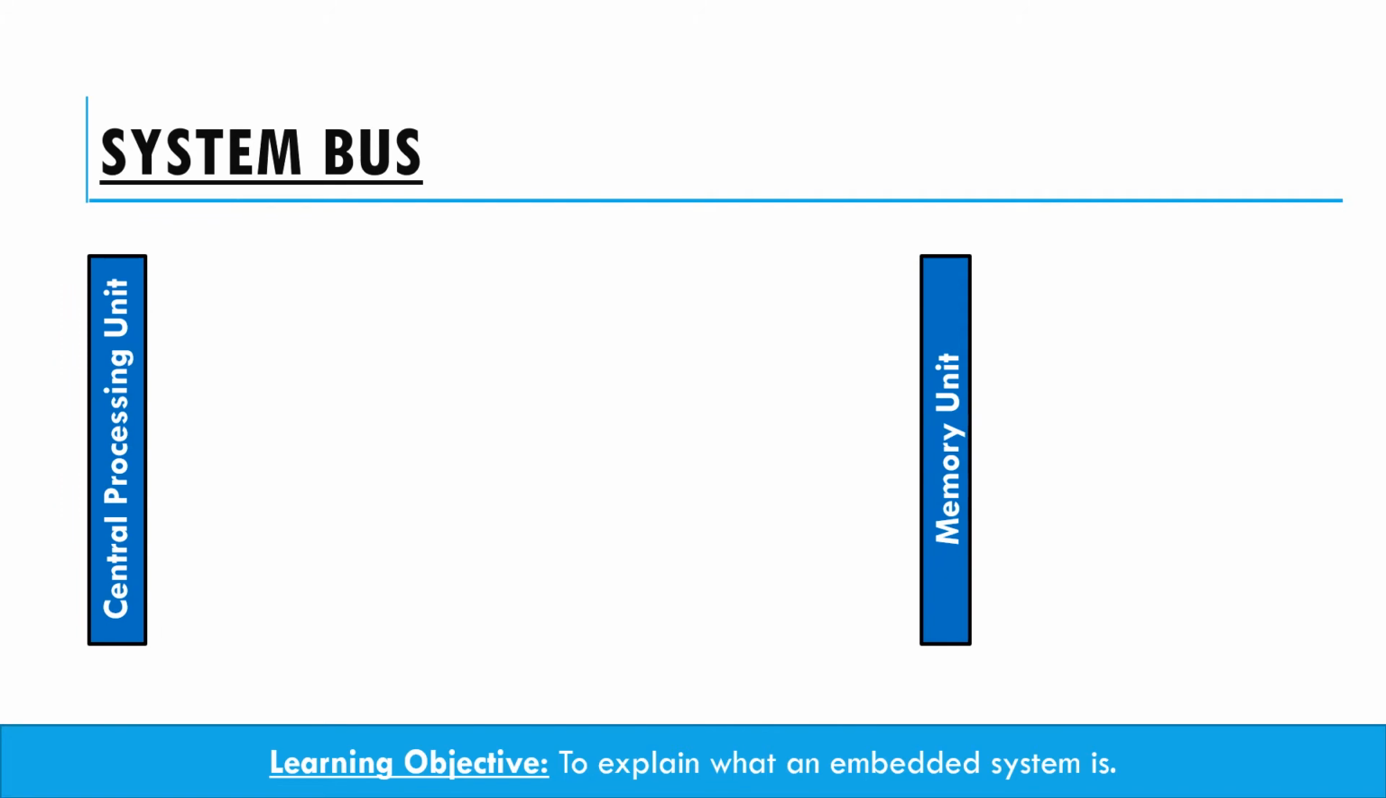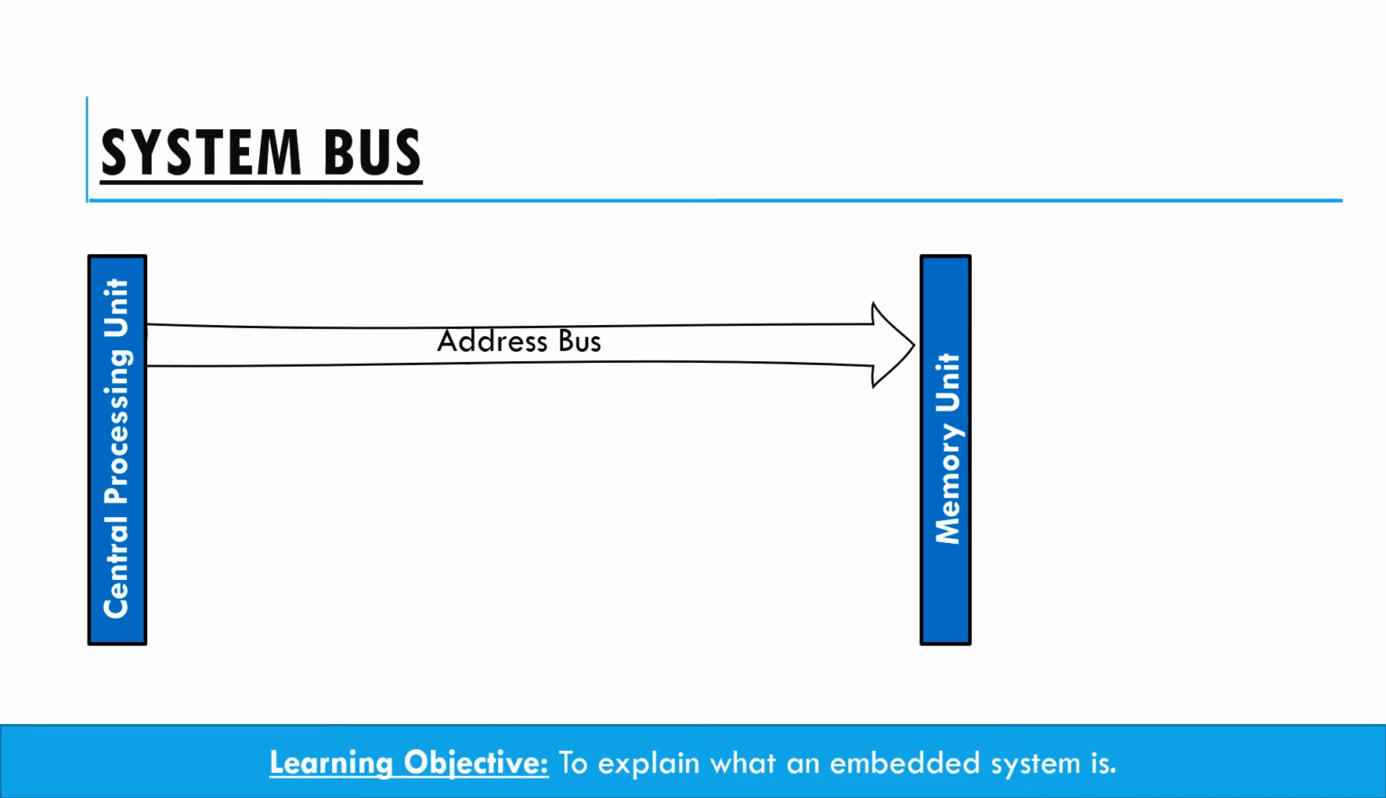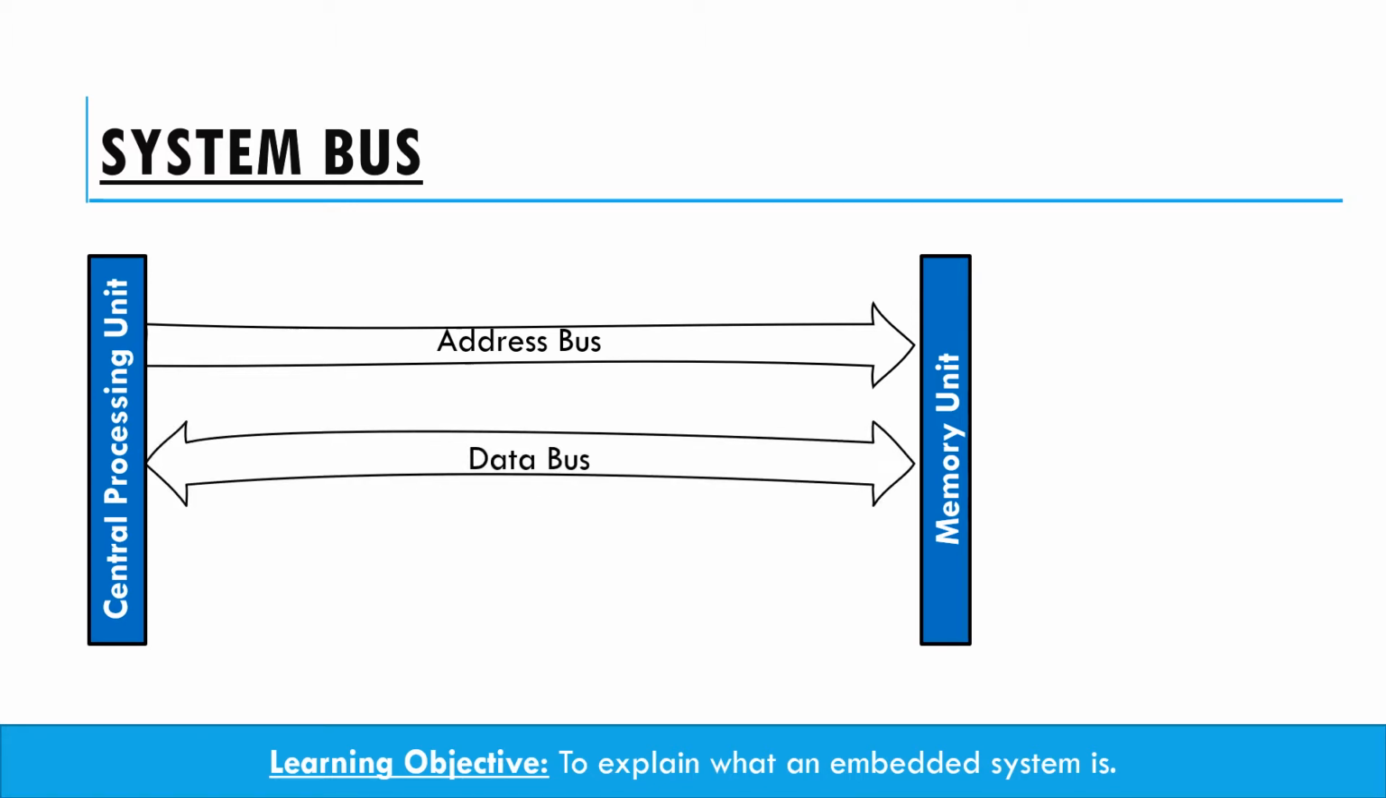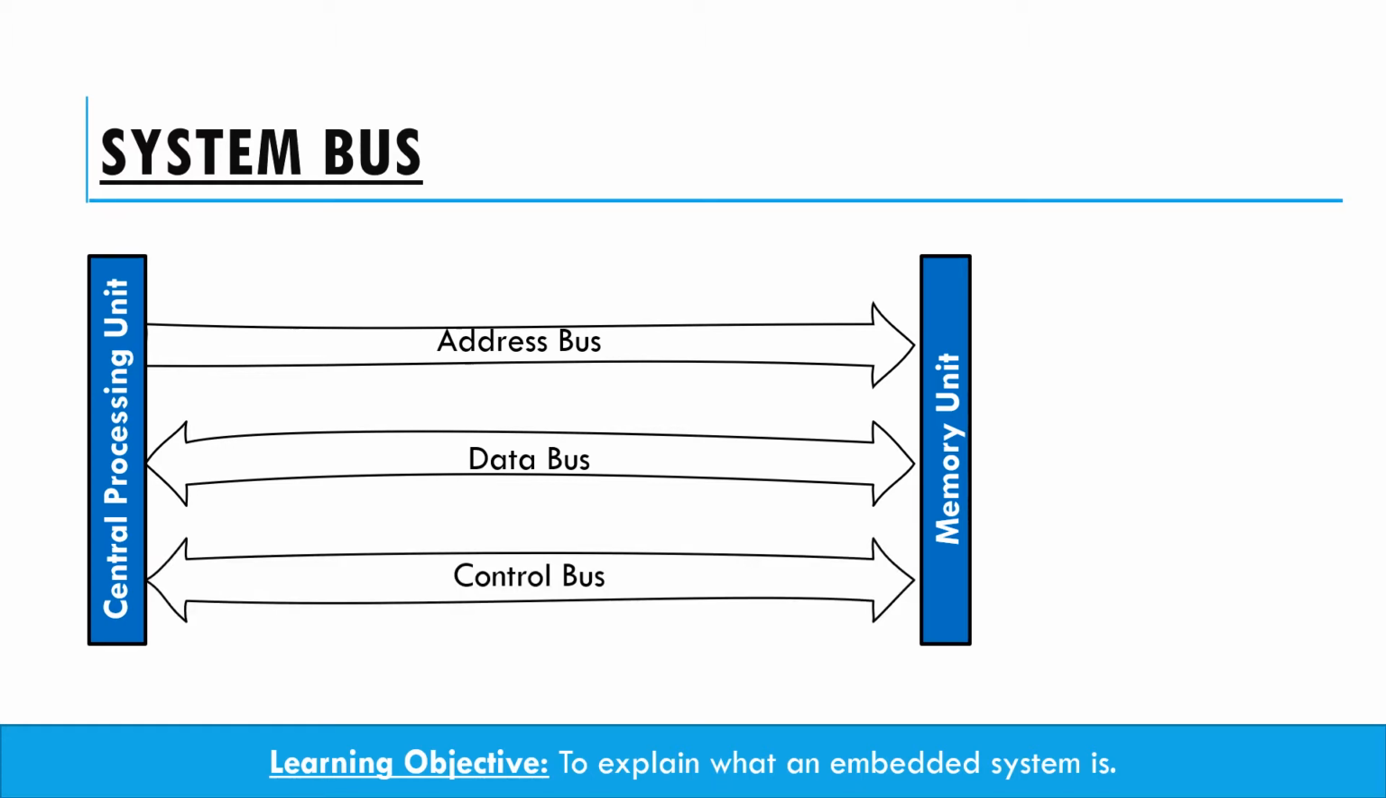Now, first of all, we need to have a little look at something called the system bus, and that is made up of three individual buses. The address bus, which sends addresses from the central processing unit to the memory unit. In modern computers, we call this RAM. The data bus, which can carry data from the CPU to the memory unit and also send it back. And the control bus, which can send signals between the central processing unit and the memory unit.